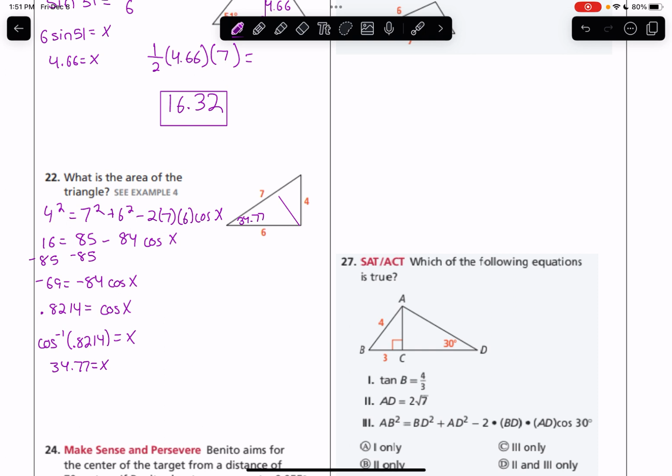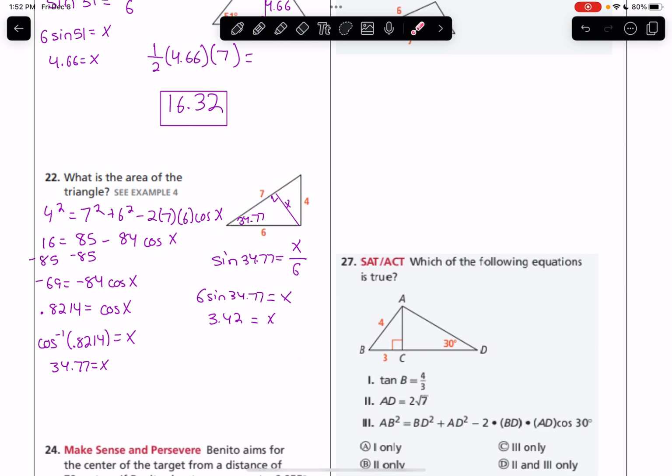And we can do a few different places of finding the height. But if I found that particular angle, I'm going to try and find this height. And I can do that because if I'm looking for the height, I can use sine, opposite, and hypotenuse. So the sine of 34.77 equals x over 6, multiplied by both sides by 6. And run that through the calculator. You get 3.42 is equal to x, which is the altitude or the height of the triangle.